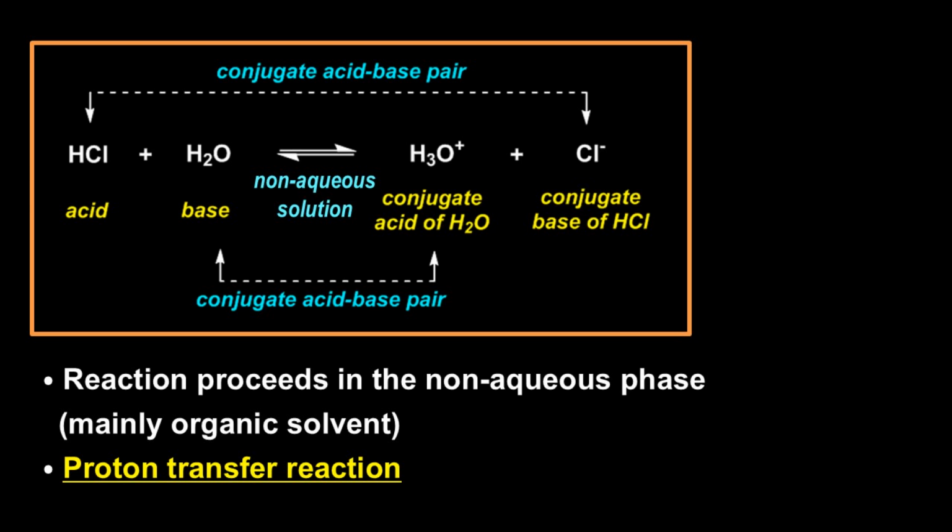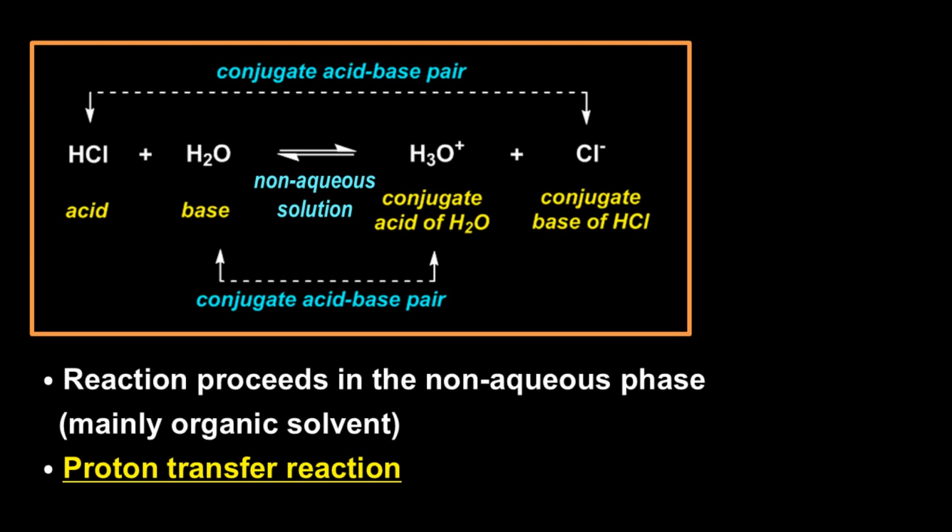Now, let's look at an example. When HCl reacts with water, the HCl molecule donates a proton to H2O, forming H3O+ and Cl-. So in this reaction, HCl is the Brønsted-Lowry acid because it donates a proton. Water, on the other hand, acts as the Brønsted-Lowry base because it accepts that proton. And once the proton is transferred, HCl becomes Cl-, which is its conjugate base. Water becomes H3O+, which is its conjugate acid.